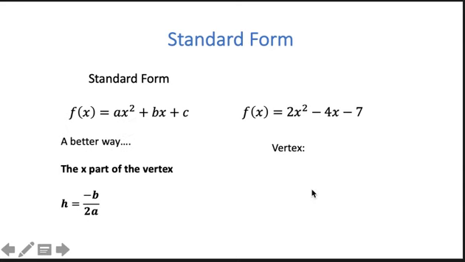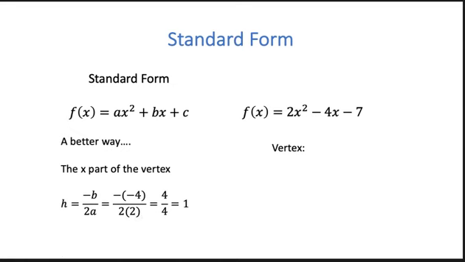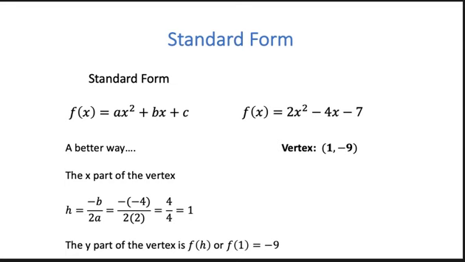So negative b over 2a for this function is the opposite of negative 4, over 2 times 2. That's 4 divided by 4, which is 1. Remember, that's what we got before. Now, how do we find the y part of the vertex? Well, you plug 1 back into the function. So find f of h, or find f of 1. Plug 1 into that equation, and when you plug in 1, you get negative 9. So that's another way to find the vertex.